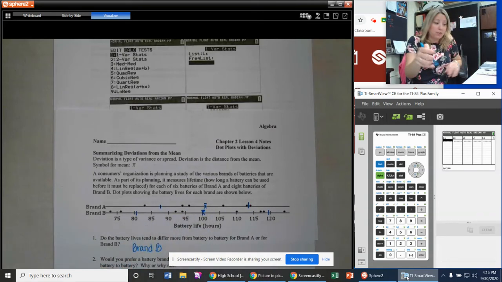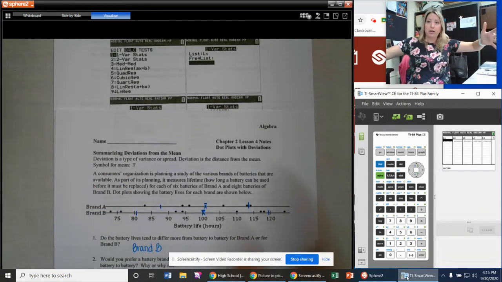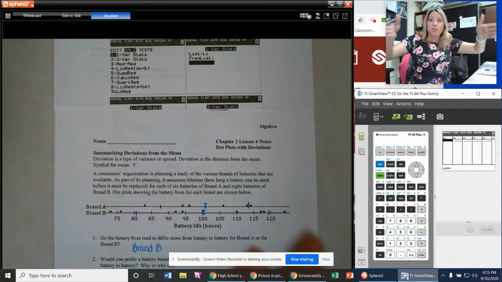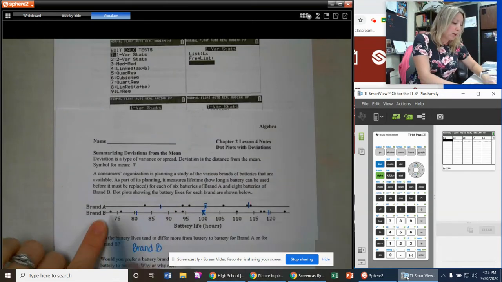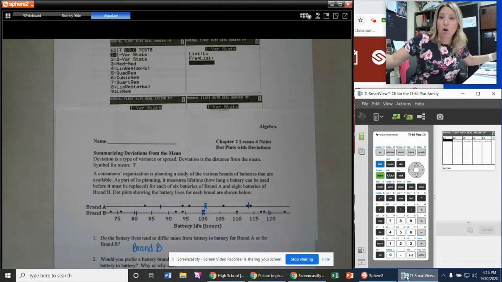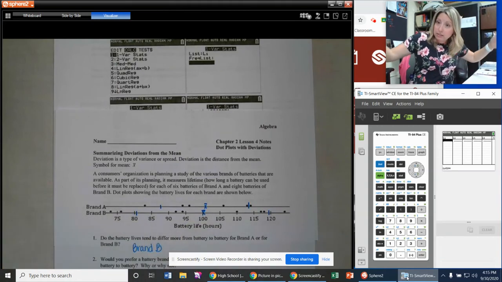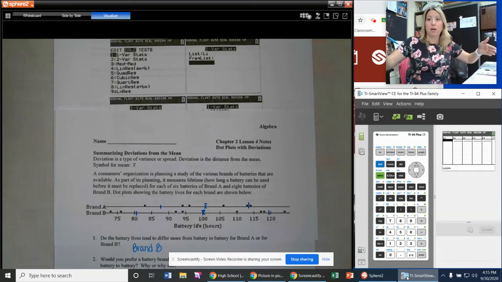Now I just want you to look at that distance. Because there was less distance total in my data in brand A, the standard deviation distance is smaller. And because with brand B there was more distance around the mean, my standard deviation distance is bigger and it covers more space.